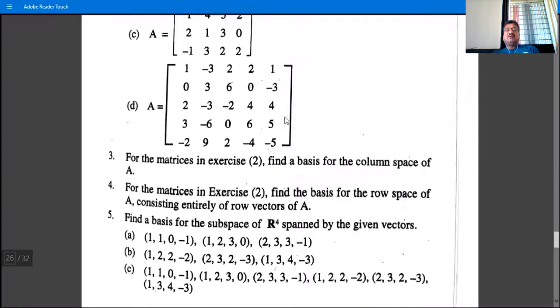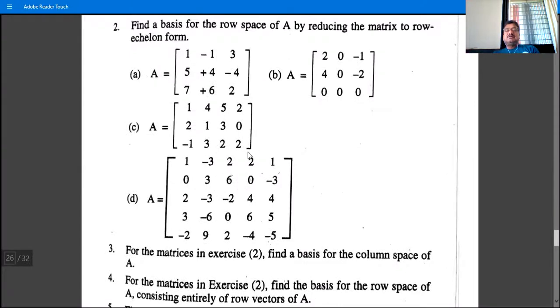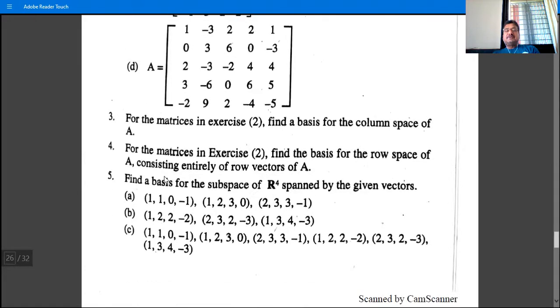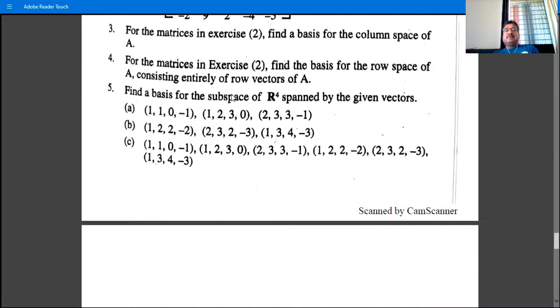Example number 3. These are the matrices. Work out the same problems for column space. Then find basis for row space of A entirely. Example number 4: find basis for the subspace spanned by the given 3 vectors. That is, write the matrix A with these 3 vectors as its rows, and then find the basis for row space of that matrix.